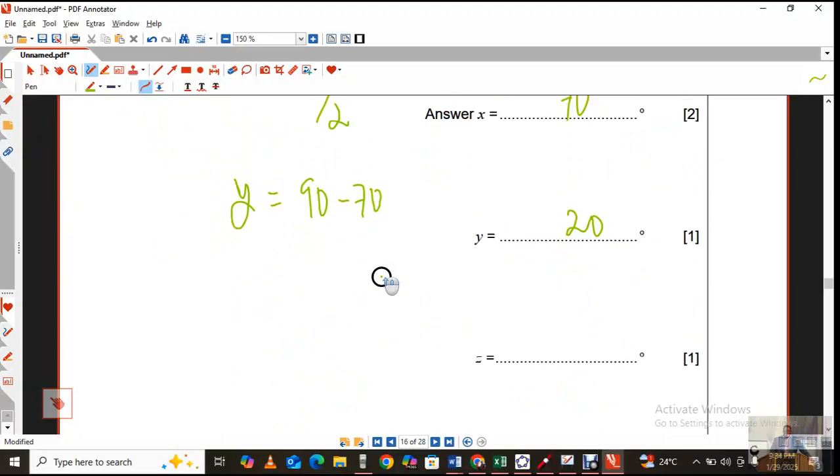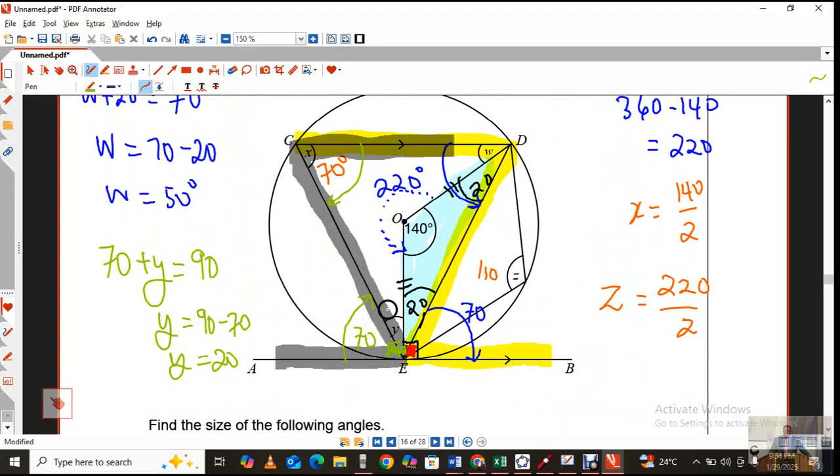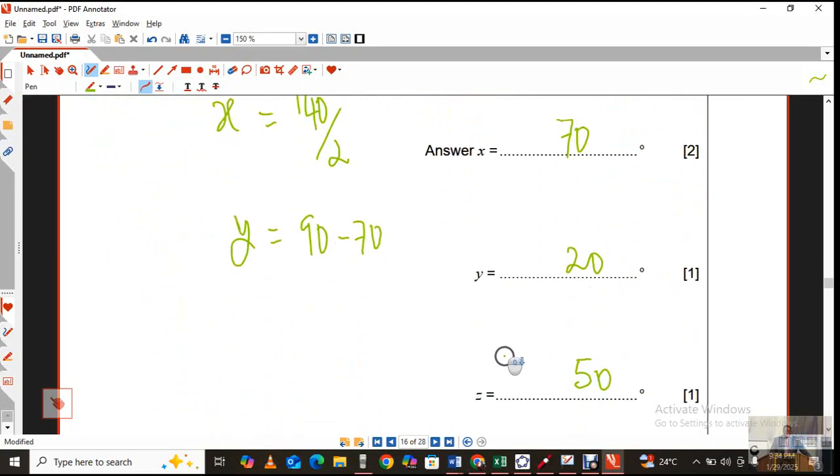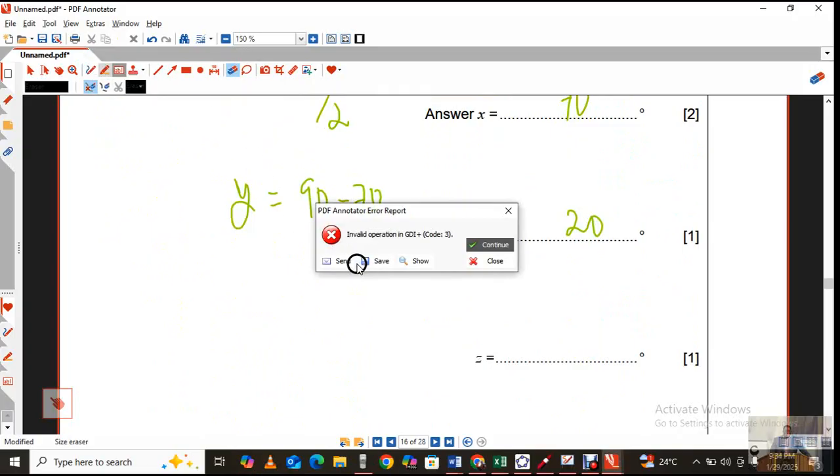What is the next one? Z. We already determined Z. Z was 50 degrees. How did I get 50 degrees? Well, there are many ways that you can do it. And where is my Z? Z is over here. Z is not 50 degrees. Z is 110. Sorry, my bad. So let's just clear that. Z is 110. Oh my goodness.